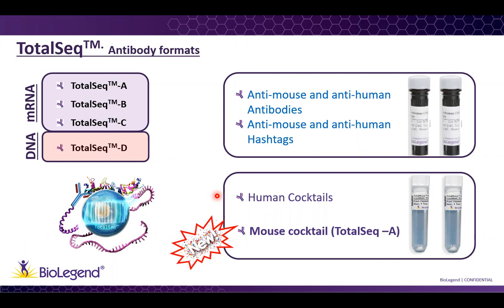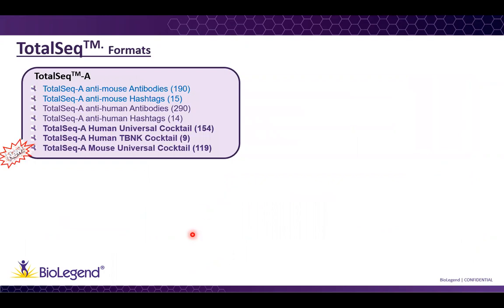So now let's look at the different antibodies. This slide may be a little bit overwhelming, but what I want you to have is an overview of all the different options that BioLegend has for TotalSeq. Here is the portfolio for TotalSeq A. We have individual anti-mouse antibodies, anti-mouse hashtags, anti-human antibodies, anti-human hashtags. The cocktails, the universal cocktails in human, and the TBNK, the ones you saw recently, and the new TotalSeq A mouse universal cocktail. What I want to highlight is the number of antibodies contained per cocktail. In this case, the human universal cocktail contains 154 different antibodies and 119 for the mouse version.